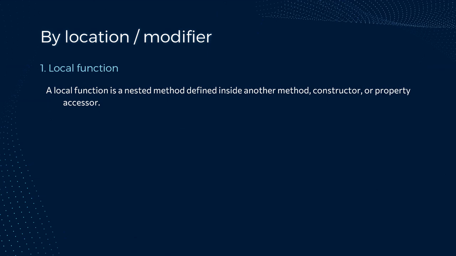So what is a local function? A local function is a nested method defined inside another method, constructor or property accessor. Today we will just focus on creating a local function inside another method; constructors and property accessors we will look into in upcoming videos. So basically it is a nested method inside a method.